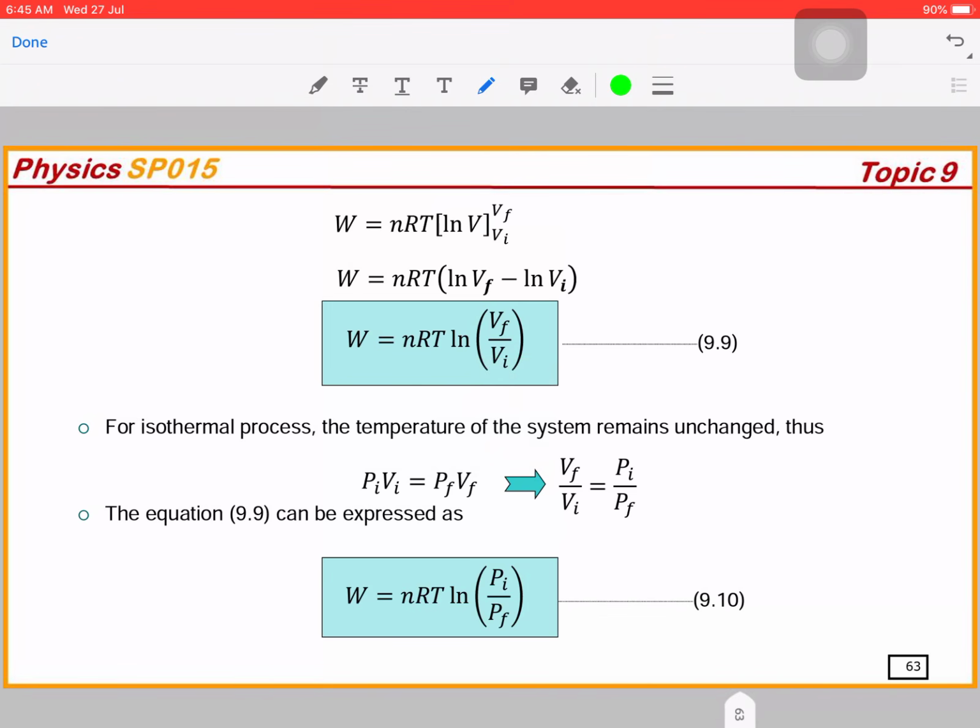So, we can rearrange the equation in terms of P. We will get W equals nRT ln(Pi/Pf). So, depending on the information given, either V or P, you can use a different equation. If your question gives you the value of V, then you can use this equation. If your question gives you the value of P, then you can use this equation.